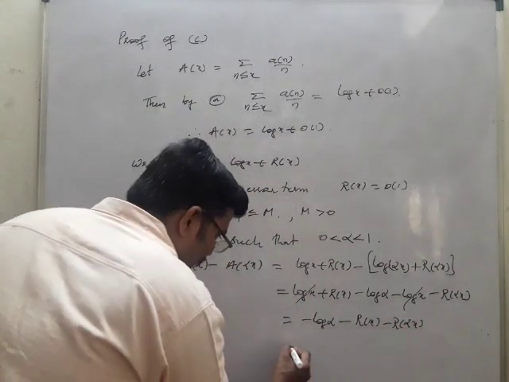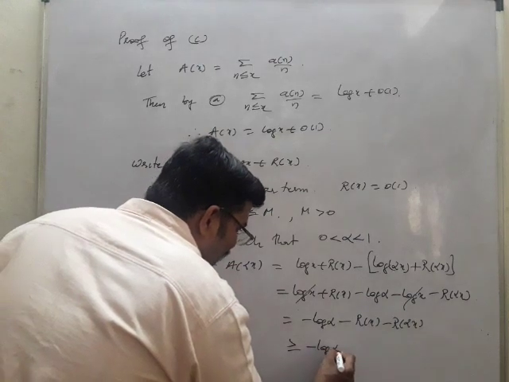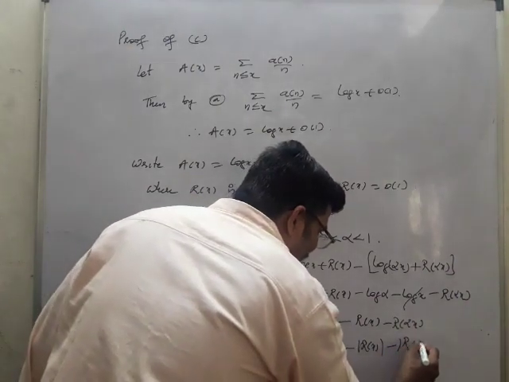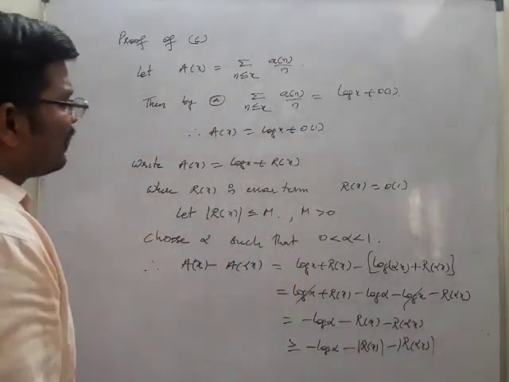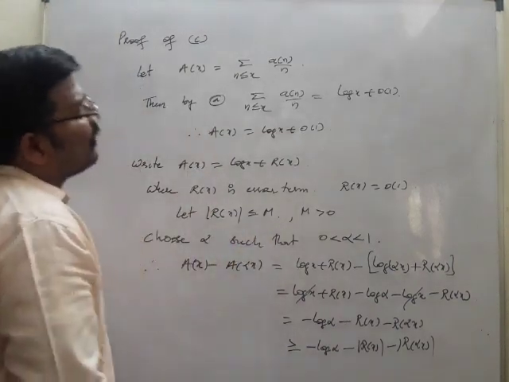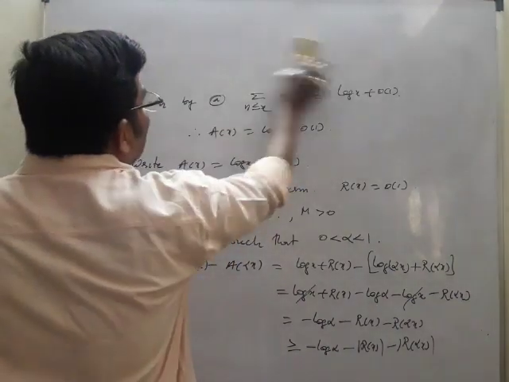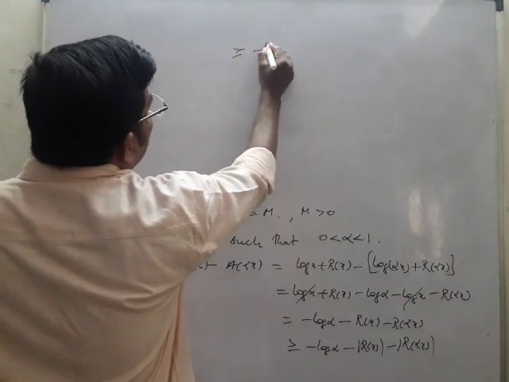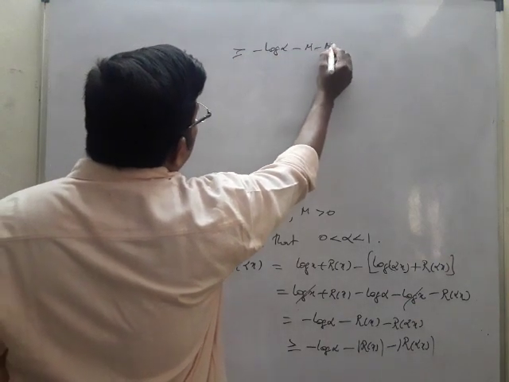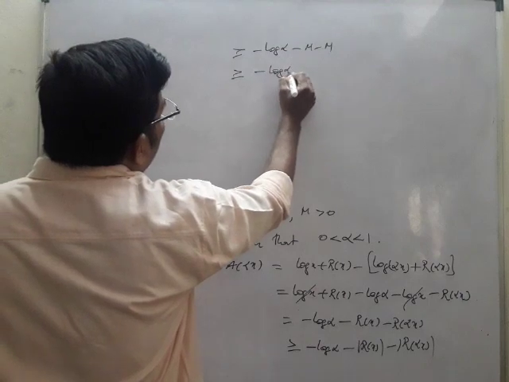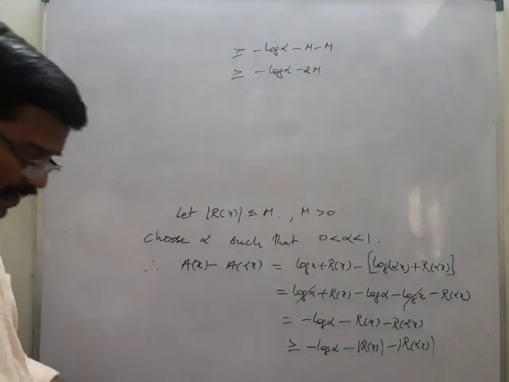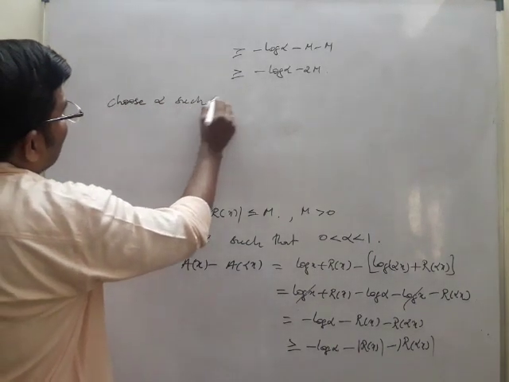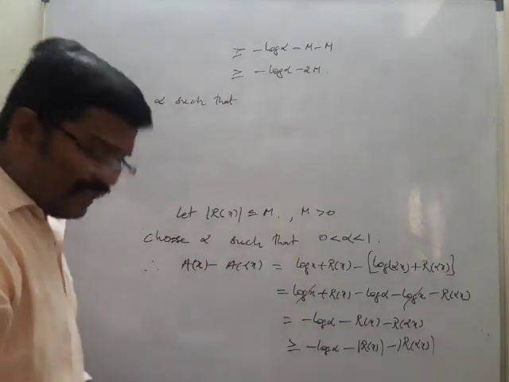If you take the modulus, that is greater than or equal to minus log alpha minus mod r of x minus mod r of alpha x. But what is r of x? R of x is less than or equal to m. So you may write that as greater than or equal to minus log alpha minus m, greater than or equal to minus log alpha minus 2m. But what is the alpha? We have already chosen alpha to be greater than 0 and less than 1.